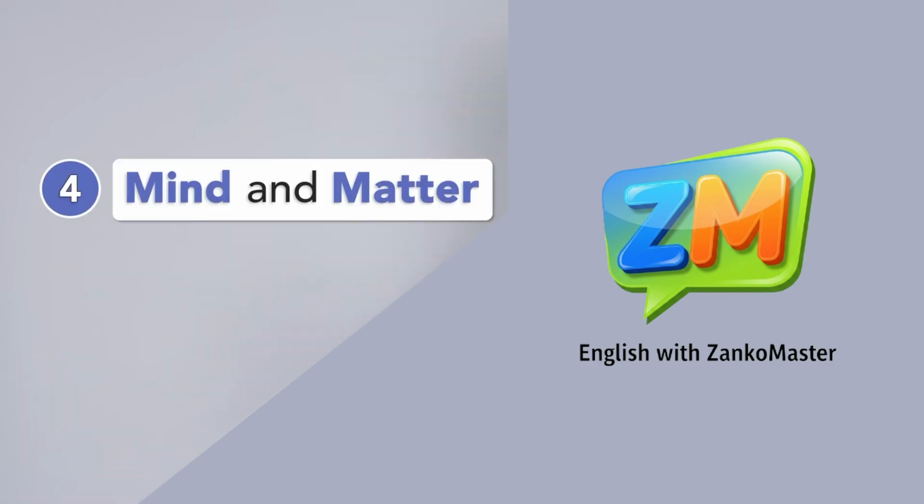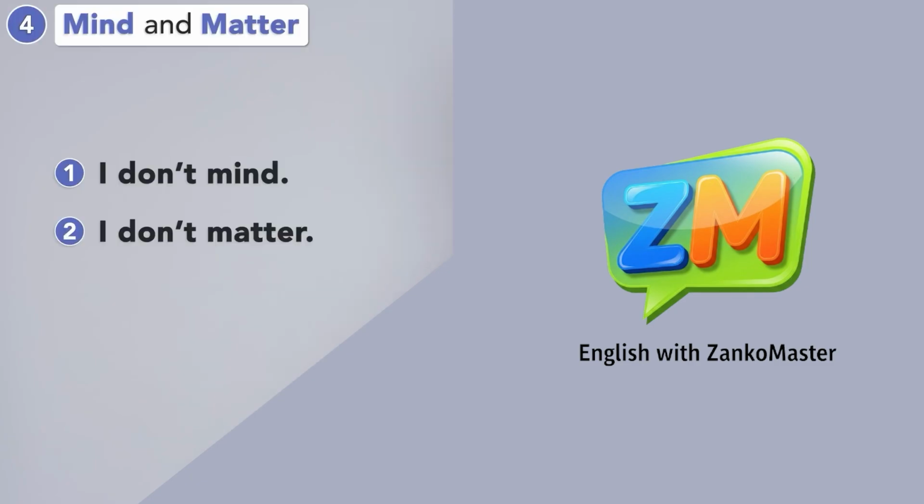Okay, let's move on to number 4. We have mind and matter. Now, these two verbs can cause a lot of confusion if we mix them up. What is the difference between these two sentences? Which one are you likely to say more often? I don't mind. I don't matter.